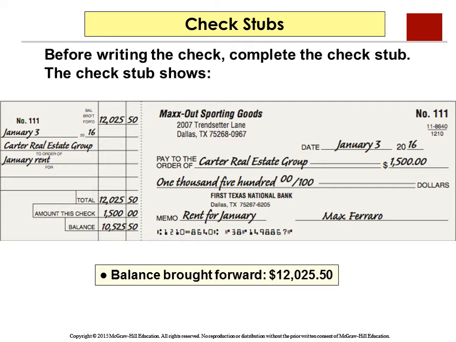So even if a check isn't cashed, you're not going to be taken by surprise in a couple weeks or months whenever someone does cash a check and you say, whoops, where did all that money go? I wrote one too many checks. If you're keeping track of how much should be and shouldn't be in your account, in your balance, then you can write checks with more ease. So the total is $12,025.50, and this check is going to deduct $1,500 from that total.